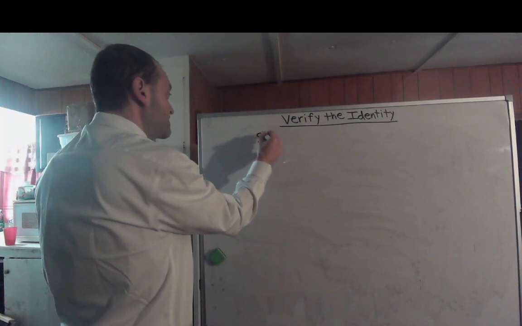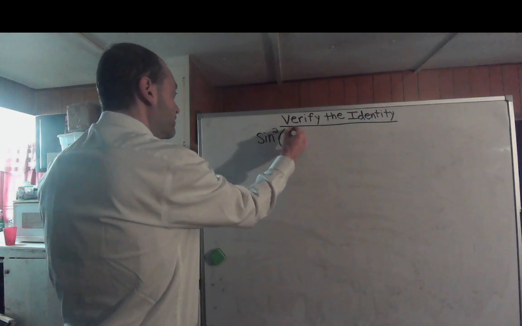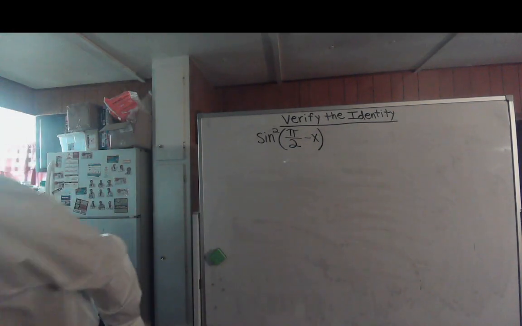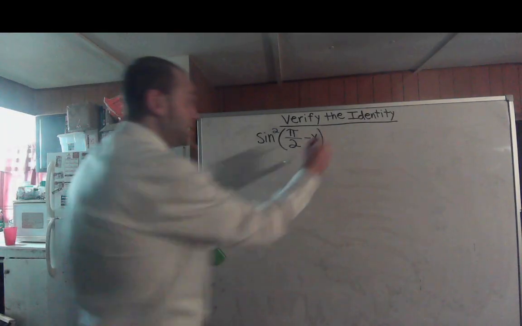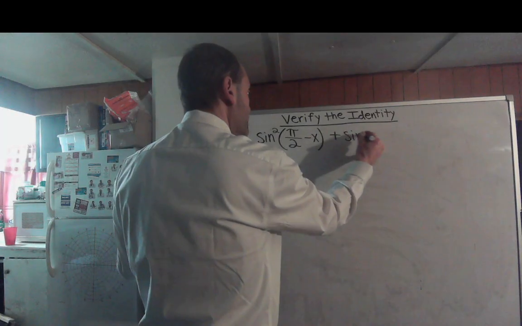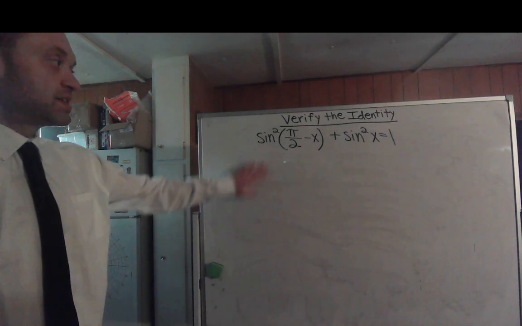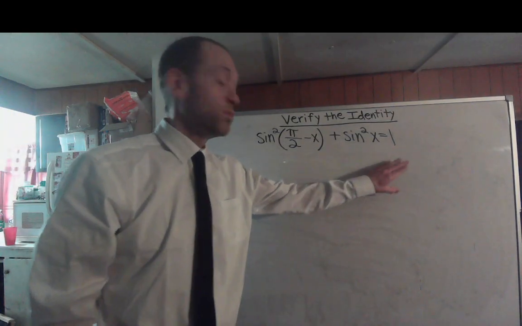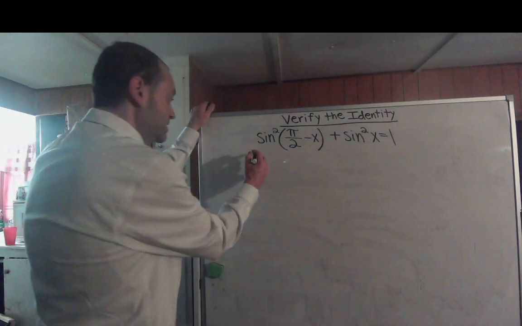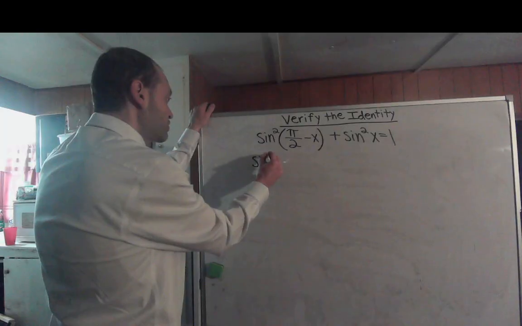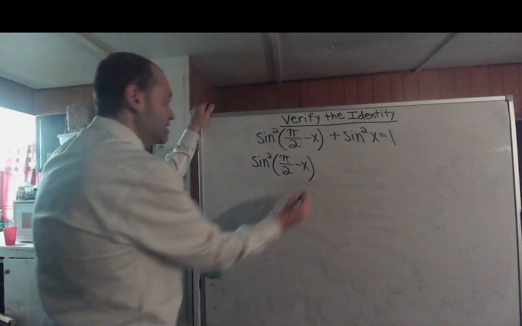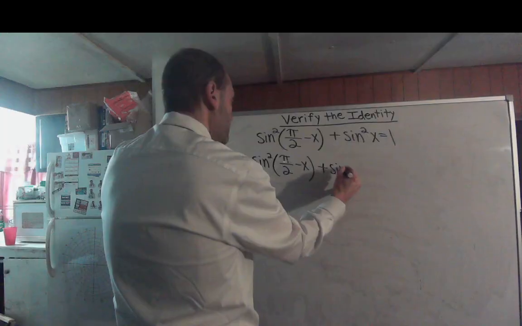All right. Let's see, we have the sine squared of the quantity of pi over 2 minus x plus the sine squared of x equals 1. So we have to verify that sine squared of the quantity of pi over 2 minus x plus sine squared of x equals 1. This won't be bad at all. Let's write out the left-hand side first. Sine squared of pi over 2 minus x plus the sine squared of x.